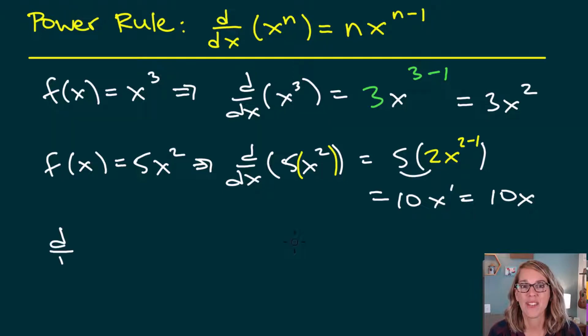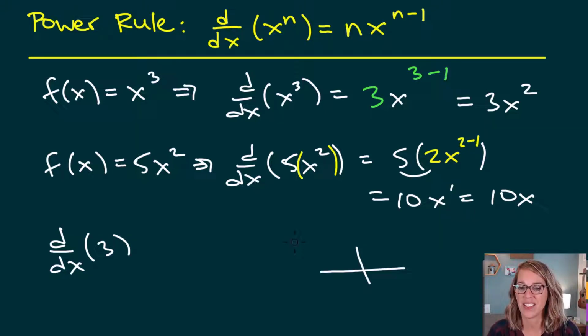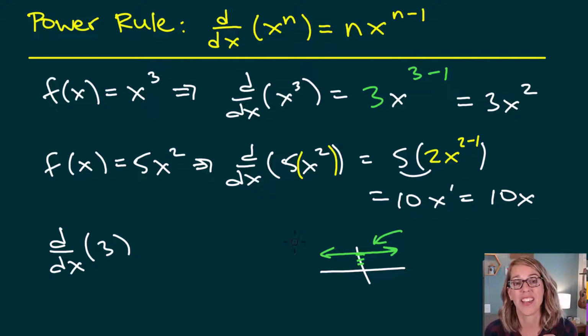Next, let's take the derivative of a constant. So we're going to do d dx of 3. What we're really looking at here is a line up here at 3, and it's a horizontal line, 1, 2, 3. The derivative is a slope, and I can see that the slope of that line is equal to 0. So the derivative of any constant, of any number, is going to equal 0.